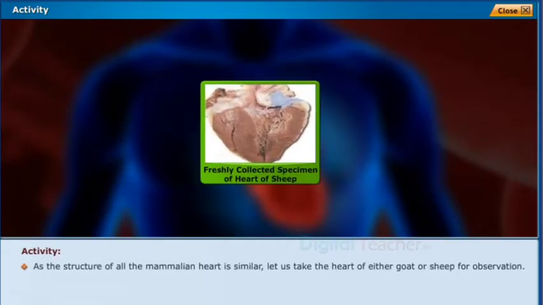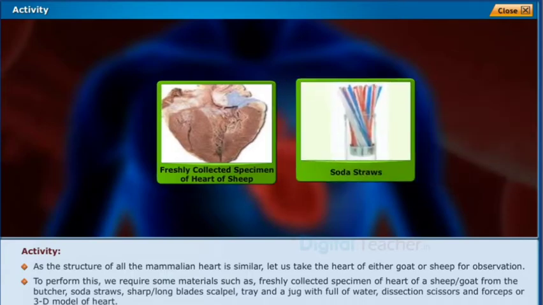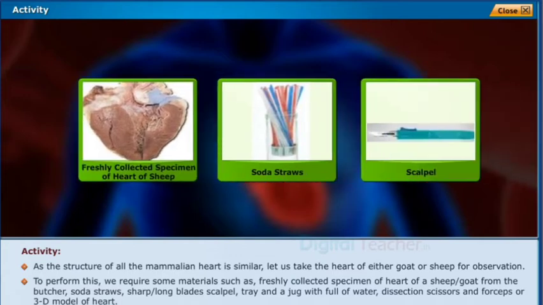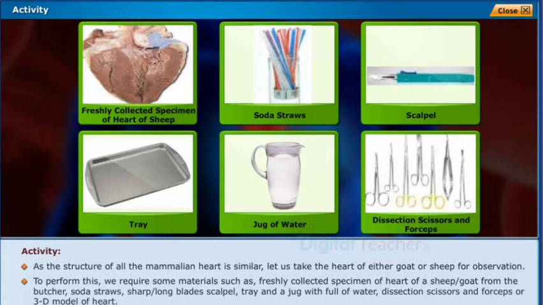As the structure of all mammalian hearts is similar, let us take the heart of either a goat or sheep for observation. To perform this, we require some materials such as a freshly collected specimen of the heart of a sheep or goat from the butcher, soda straws, a sharp long-blade scalpel, a tray, a jug full of water, dissection scissors, and forceps, or a 3D model of the heart.